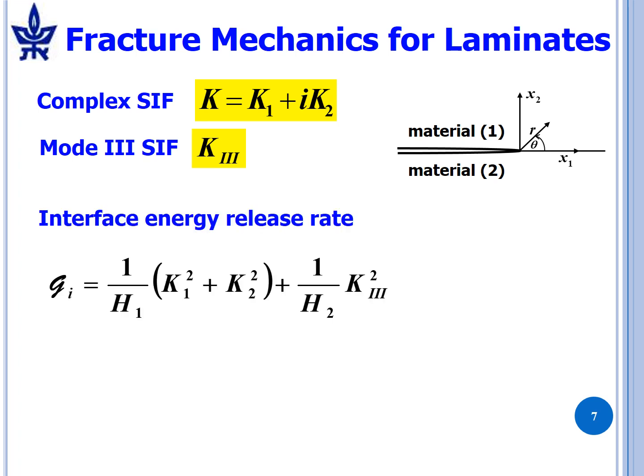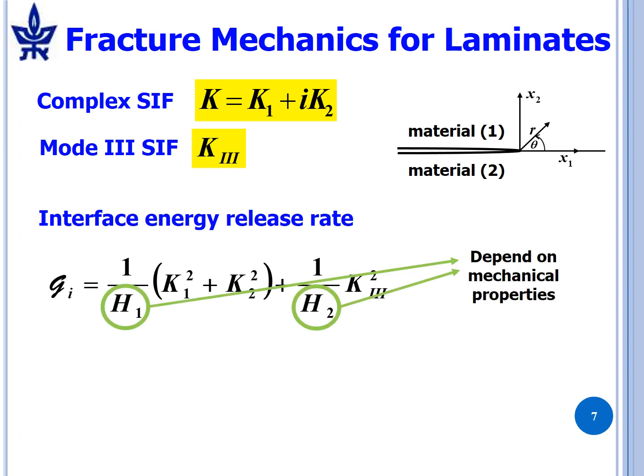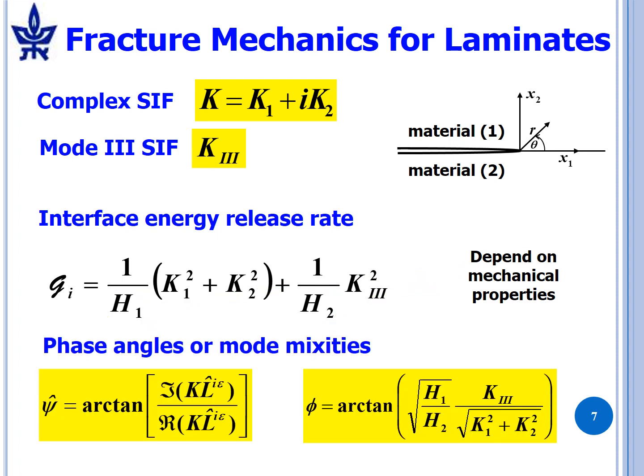So we also need the concept of an interface energy release rate, G_I, where I is interface, which is basically the sum of the squares of stress intensity factors K1, K2, and K3. H1 and H2 are moduli, like Young's modulus kind of quantity, and they depend on the mechanical properties in a much more complicated way. We now have many mechanical properties because our material is anisotropic.